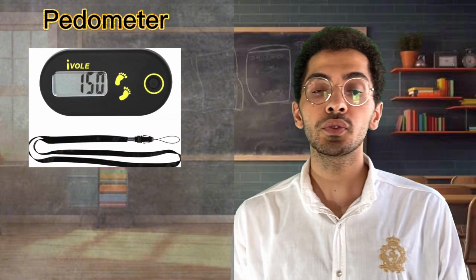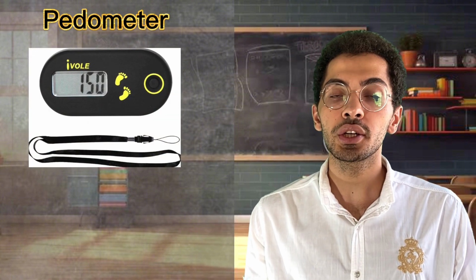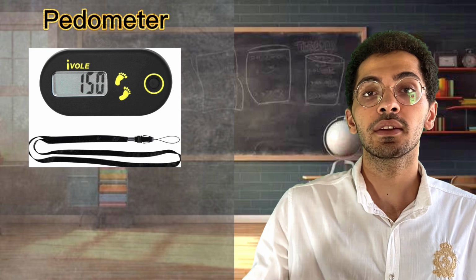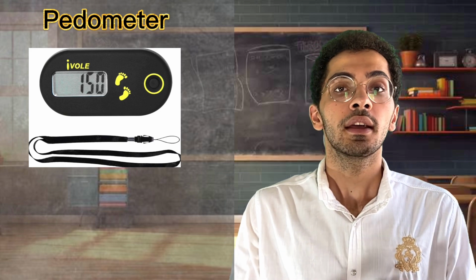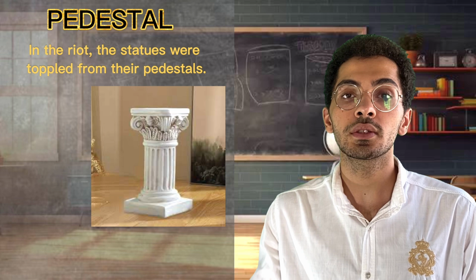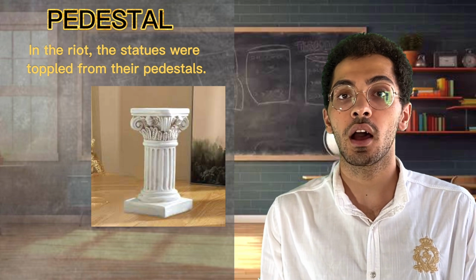Then we have pedometer. Metron is a Greek word which means measuring something. For example, chronometer measures time. And here we have pedometer. It counts your steps. It measures them. Then we have pedestal. In the museum, they usually put statues on the pedestal. Yeah, as you can see here. Or the legs of chairs and tables are called pedestal. For example, in the riot, the statues were toppled from their pedestal.